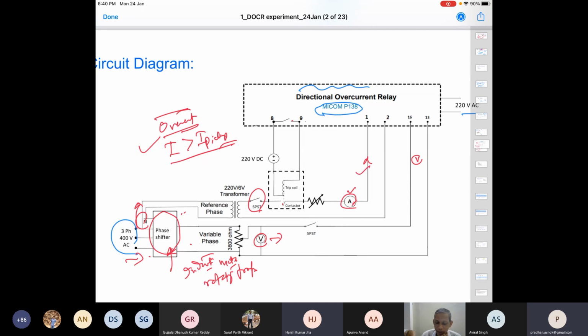With this phase shifter, we change the theta, or the phi angle which we talked about in our earlier theoretical discussion. If you go on changing phi, when the angle between voltage and current is in the forward looking direction, the relay will operate, otherwise the relay will not operate. So what we check is when the relay is operating and when it is not operating, based on the angle between voltage and current. That is what we would like to verify, the directionality part of the arrangement and so on.